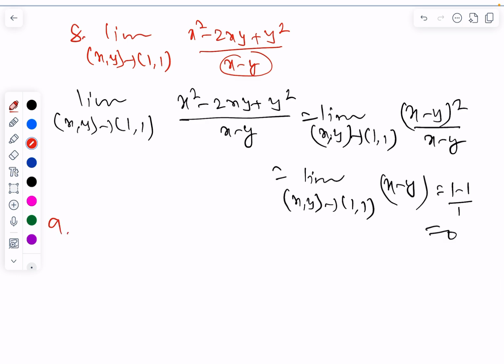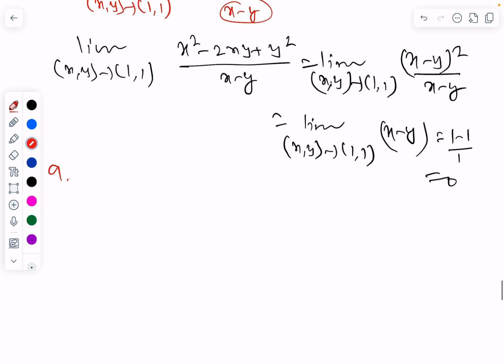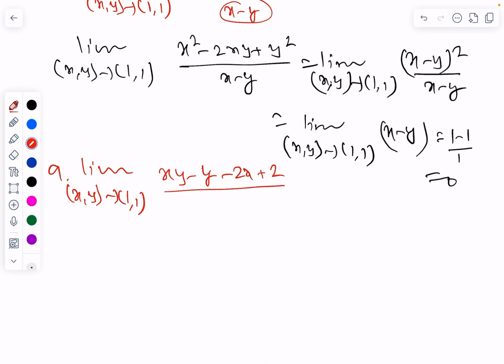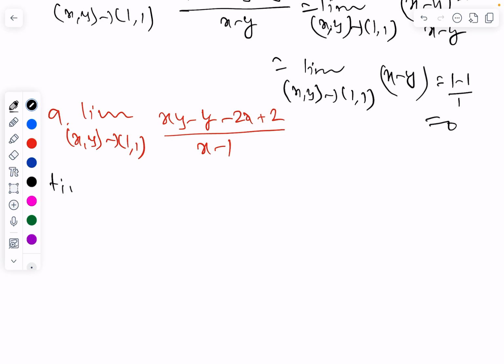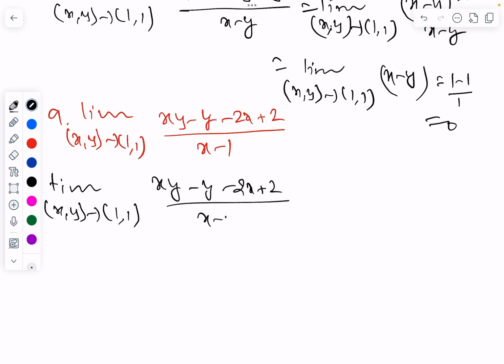We take one more, like limit xy tends to 1, 1, xy minus y minus 2x plus 2 over x minus 1. So this is equal to limit xy tends to 1, 1, xy minus y minus 2x plus 2 over x minus 1.